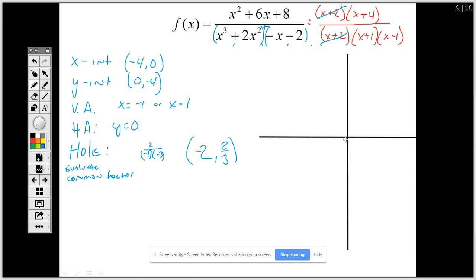And I'm going to sketch a graph. And I know that I have a point at -4, 0. I have a point at 0, -4.